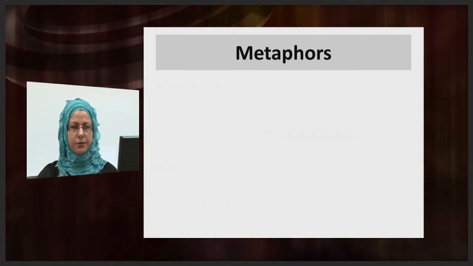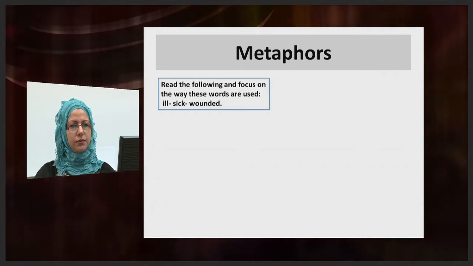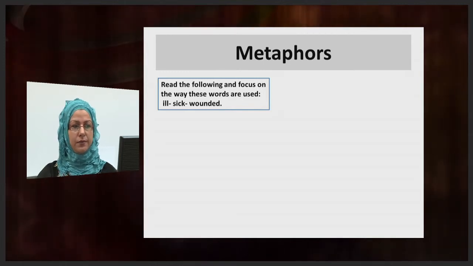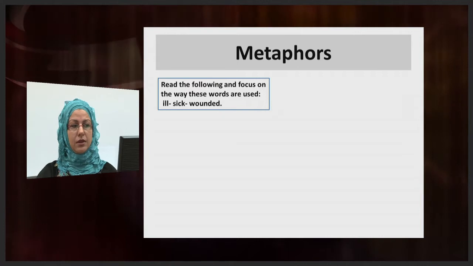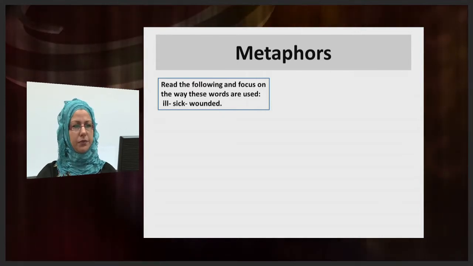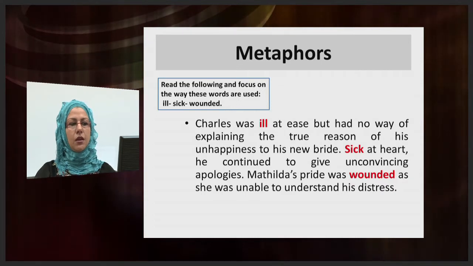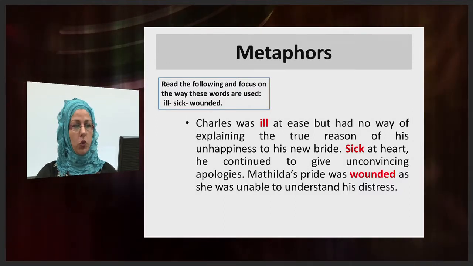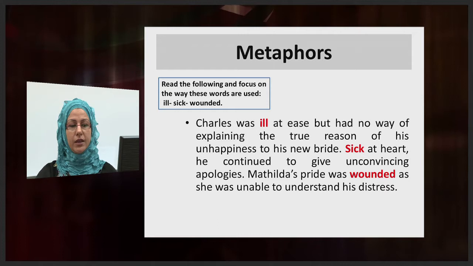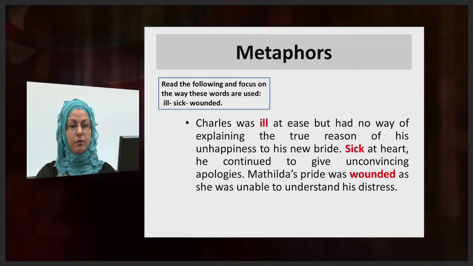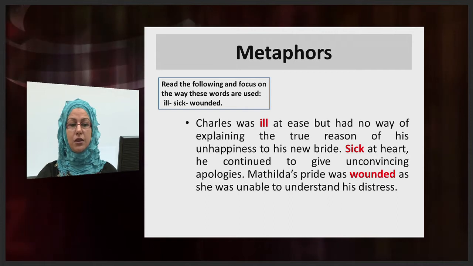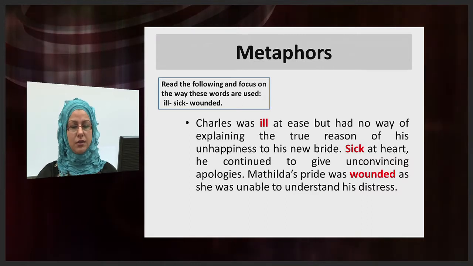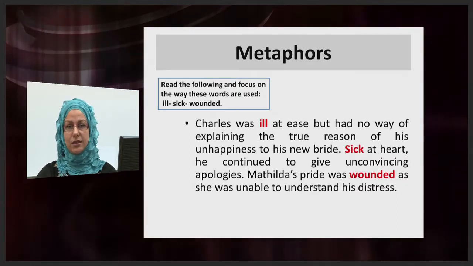Let's start with metaphors. Read the following and focus on the way these words are used. Three words: ill, sick, and wounded. Charles was ill, or Charles was ill at ease, but had no way of explaining the true reason of his unhappiness to his new bride. Sick at heart, he continued to give unconvincing apologies. Matilda's pride was wounded, as she was unable to understand his distress.